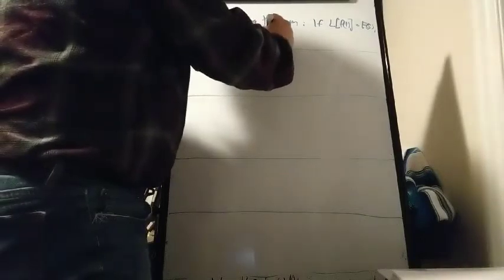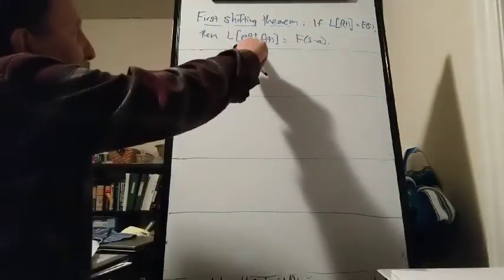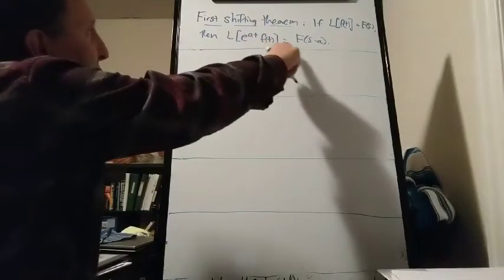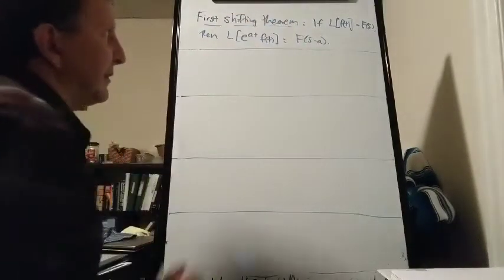So the first shifting theorem tells us that if the Laplace transform of f of t equals capital F of s, then the Laplace transform of e to the at f of t equals F of s minus a. So multiplying by e to the at here just means replacing the s with s minus a there.